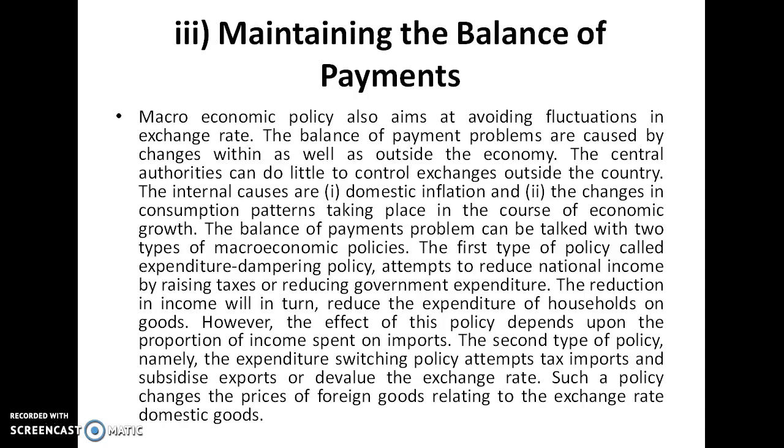The first type of policy, called the expenditure dampening policy, attempts to reduce national income by raising taxes or reducing government expenditure. The reduction in income will in turn reduce the expenditure of households on goods. However, the effect of this policy depends upon the proportion of income spent on imports. The second type of policy, namely the expenditure switching policy, attempts to tax imports and subsidize exports or devalue the exchange rate. Such a policy changes the price of foreign goods relative to domestic goods.